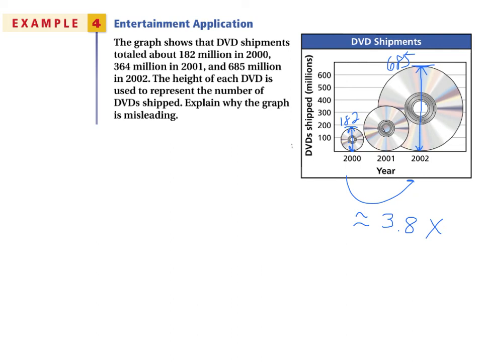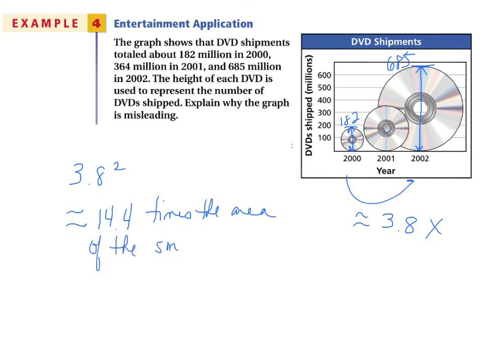However, that means the area of the DVD is multiplied. Now the area, remember, if we change the diameter or change the radius by multiplying by 3.8, going back to what we did, the area is going to be then 3.8 squared times bigger. So, which is approximately 14.4 times the area of the small DVD. Well, why is the graph misleading?